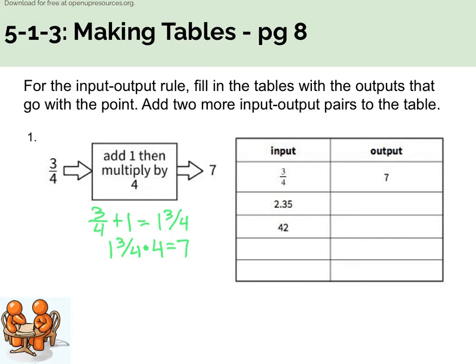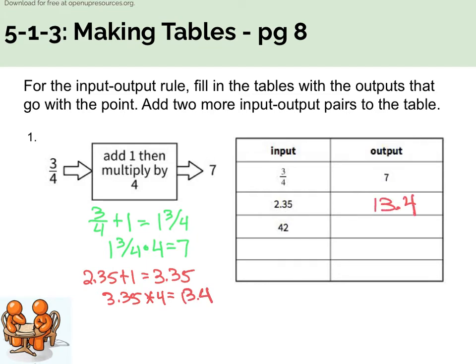So go ahead and try 2.35 and 42. Pause and put those numbers in, and then come back to me. All right, so let's try 2.35. We're going to add 1, which is 3.35. And then we're going to take the 3.35 and multiply it by 4. And our answer is 13.4.